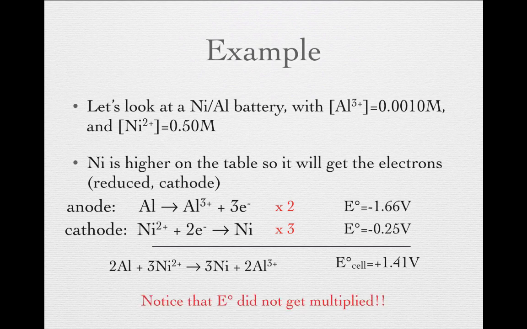Notice something that's a little bit different from what we've been doing in thermodynamics. Our E0 did not get multiplied when we multiplied the anode and cathode reactions by 2 and 3. Remember that E0 is an intensive property, and this means that the amount of material does not alter the E cell, and it's no different for our half cells. So we never multiply that E0 value by the value that we multiply the half reaction by to get the electrons to cancel. We just use the tabulated values, and we don't manipulate them in any way.